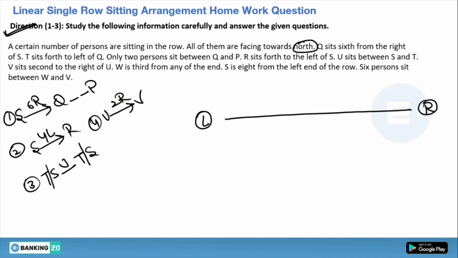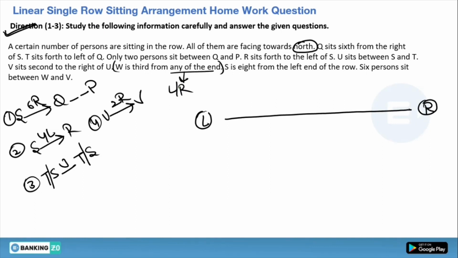W is third from any of the ends. See, this line is very important. From this line we can start solving our puzzle, because we know confirmed information about a single person. So we can start from here. W is third from any end, which means it can be on the left end or on the right end.